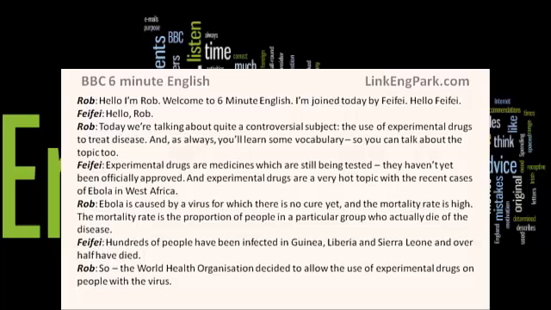And experimental drugs are a very hot topic with the recent cases of Ebola in West Africa. Ebola is caused by a virus for which there is no cure yet, and the mortality rate is high. The mortality rate is the proportion of people in a particular group who actually die of the disease. Hundreds of people have been infected in Guinea, Liberia and Sierra Leone, and over half have died. So the World Health Organization decided to allow the use of experimental drugs on people with the virus.